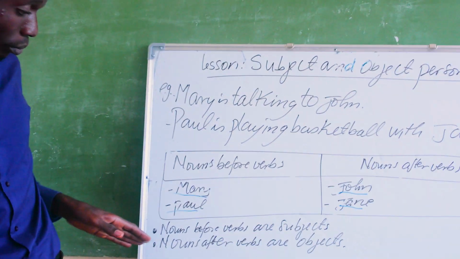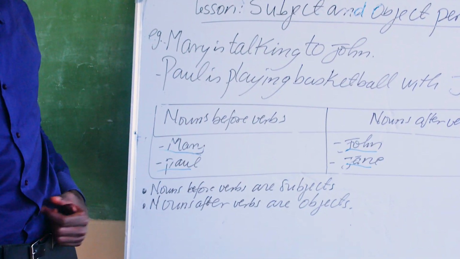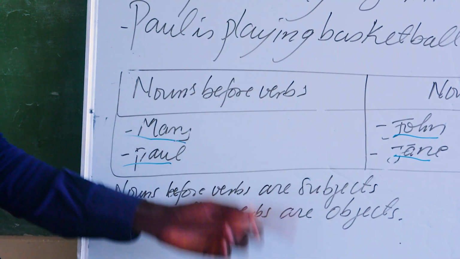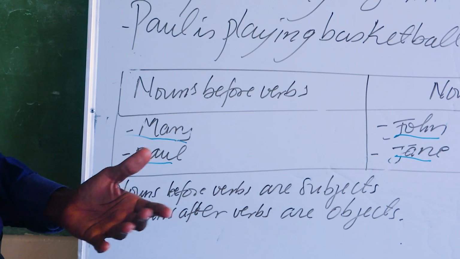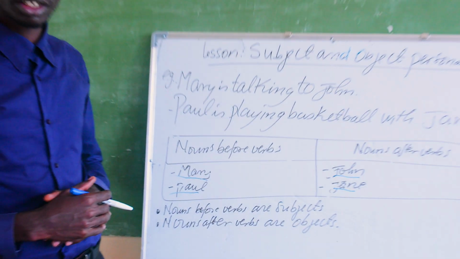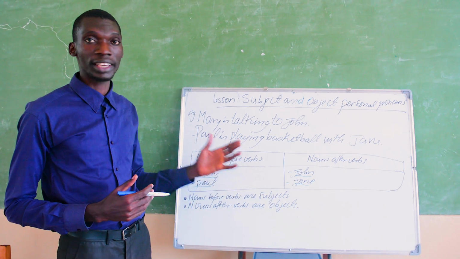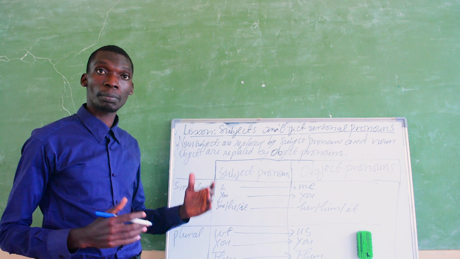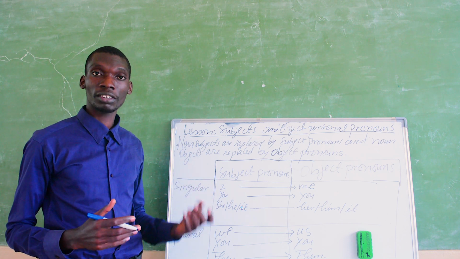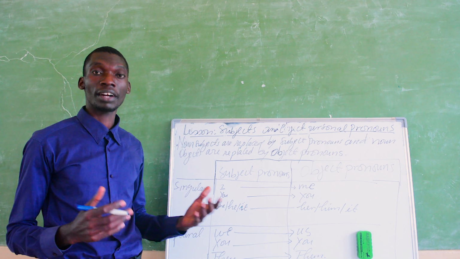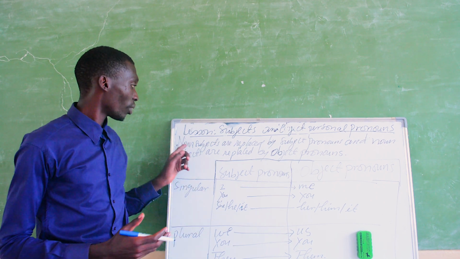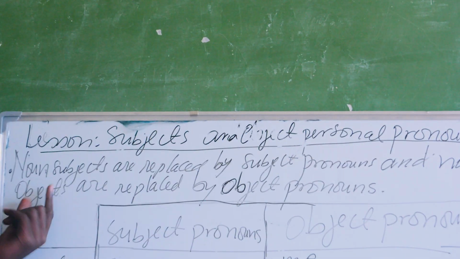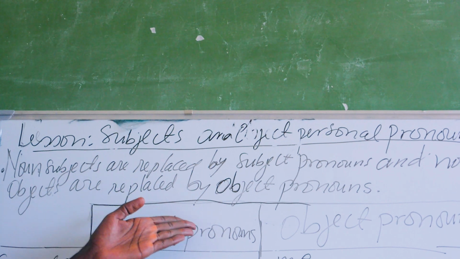Okay, this point is very interesting. Nouns before verbs are subjects and the nouns after verbs are objects. Are we together? We're going to see another interesting point, which is going to make this lesson very easy. Noun subjects are replaced by subject pronouns, and the noun objects are replaced by object pronouns.